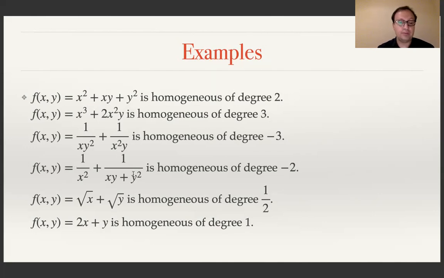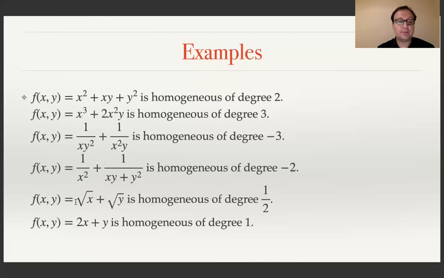Or this is a more complicated example, I guess. 1 over x squared plus 1 over xy plus y squared is again homogeneous of degree -2. Just notice that all the terms in the denominator have degree 2, so it satisfies the definition of a homogeneous function with degree -2, because those are in the denominator.